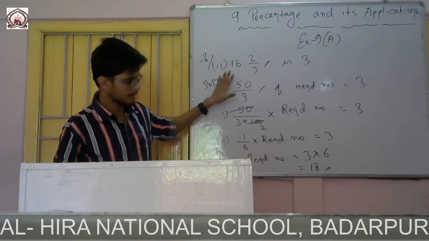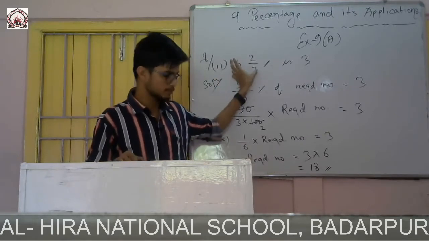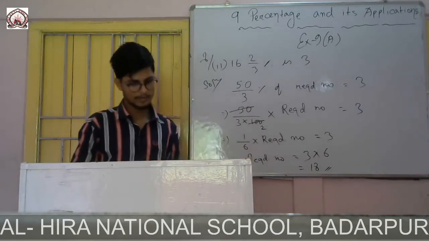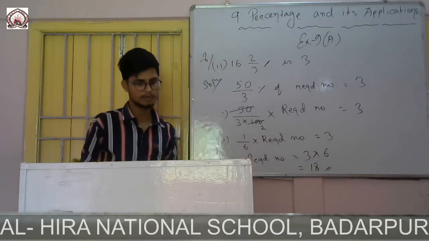Same way you do Roman number 1. Simply in place of this fraction you will write 14%. Then the next line will be 14 by 100 of a required number is 28. You simply solve this one.